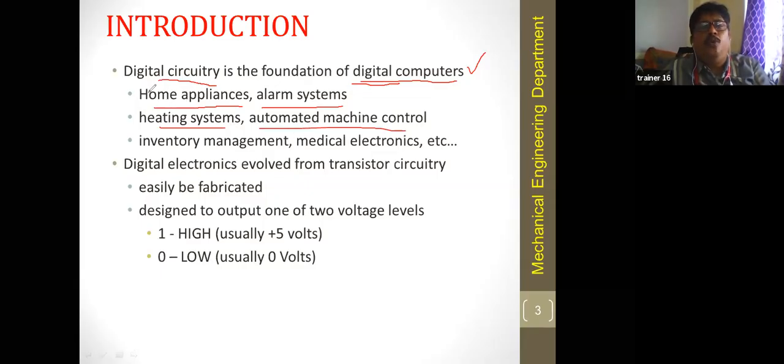Can anybody tell me home appliances that are digital computer systems? Anybody? Fast. And inventory management, storage, and medical electronics. Like that, there are several applications. So can anybody post the home appliances?